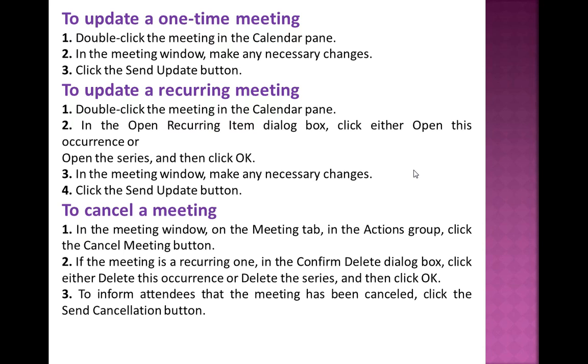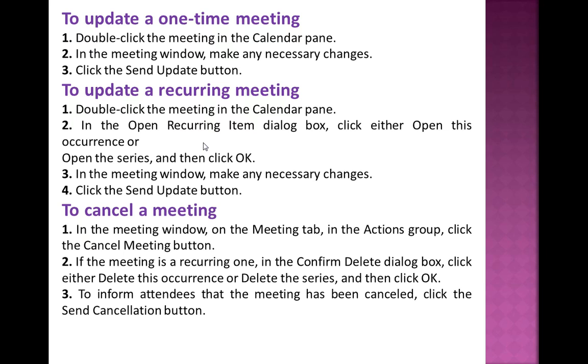Then how to update a recurring meeting? Double click the meeting in the calendar pane. In the open recurring item dialog box, click either open this occurrence or open the series and then click on the OK button. Then in the meeting window, make any necessary changes that you want to change. Then click on the send update button to send the meeting.